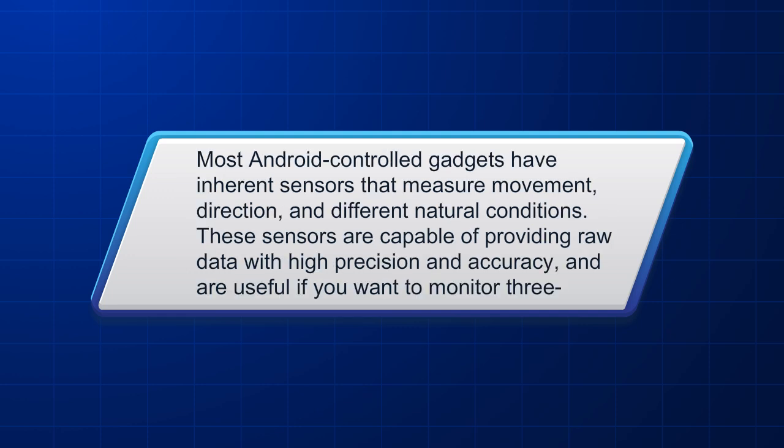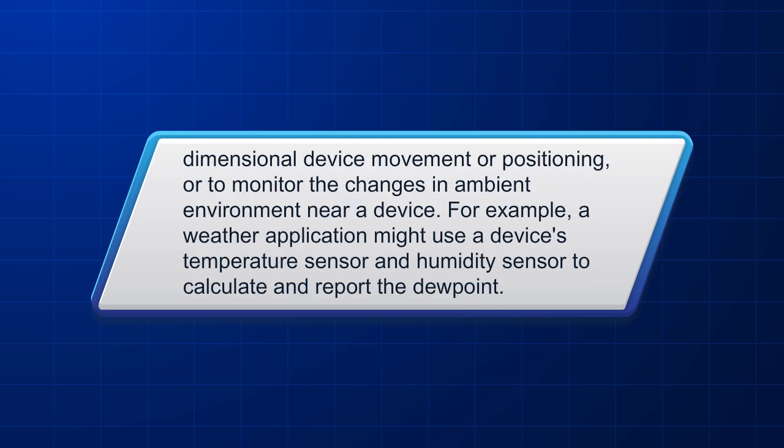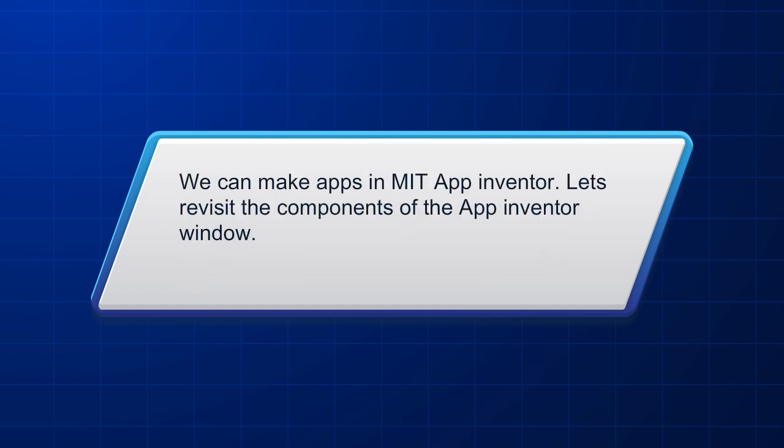Most Android-controlled gadgets have inherent sensors that measure movement, direction and different natural conditions. These sensors are capable of providing raw data with high precision and accuracy, and are useful if you want to monitor three-dimensional device movement or positioning, or to monitor changes in the ambient environment near a device. For example, a weather application might use a device's temperature sensor and humidity sensor to calculate and report the dew point. We can make such apps in MIT App Inventor.